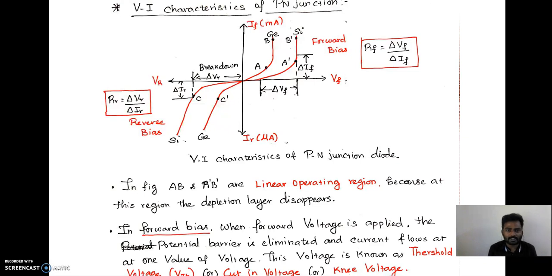That is, as the potential barrier decreases and gets eliminated, the depletion layer will disappear. In forward bias, when the forward voltage is applied, the potential barrier is eliminated and current flows at one value of voltage, and this value of voltage is nothing but, as I said earlier, the threshold voltage. It is termed as VTH or cut-in voltage or knee voltage.